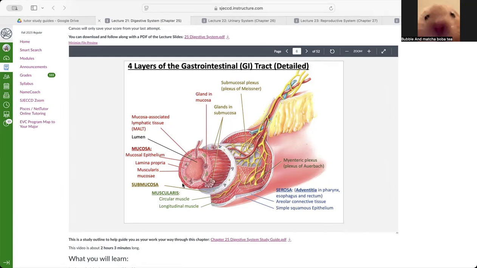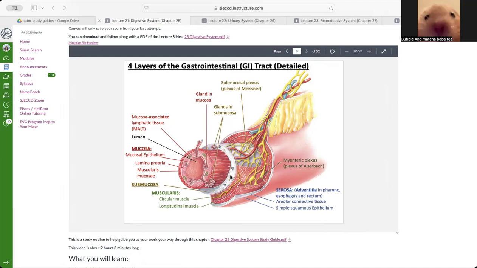The next layer out is the submucosa. This one is filled with areolar connective tissue, which gives it more space. It binds the mucosa to the muscularis and contains lots of blood vessels and lymphatic vessels. It also contains specialized neurons called the submucosal plexus, whose job is to regulate the rate of secretion of the glands into your lumen. You don't want to waste time secreting substances in the GI tract when there's no food in there to digest, so it helps sense what is going on in the GI tract and whether there is food in there.